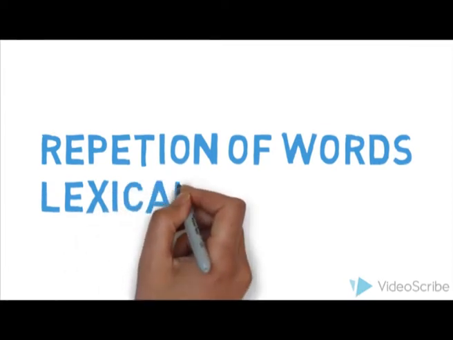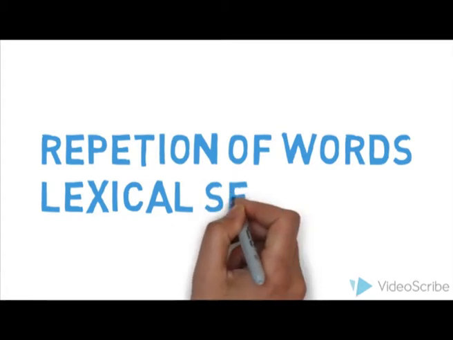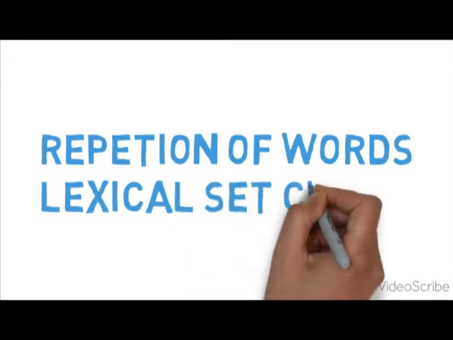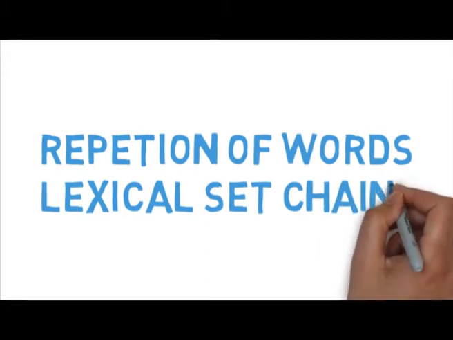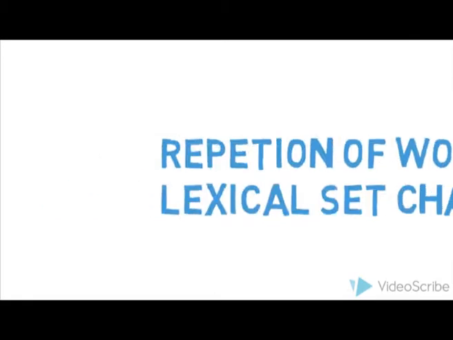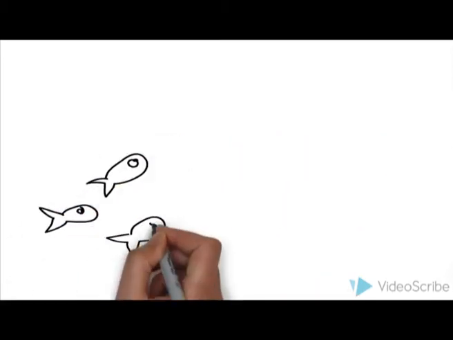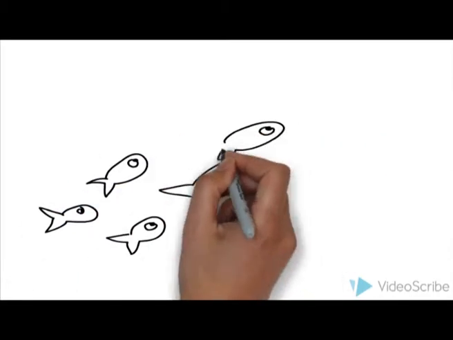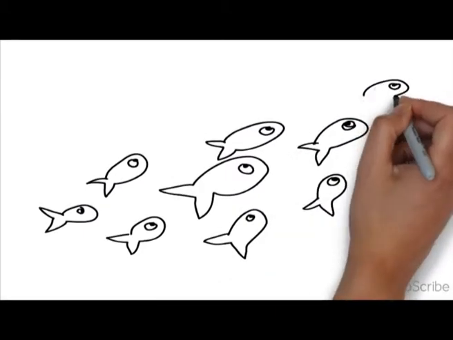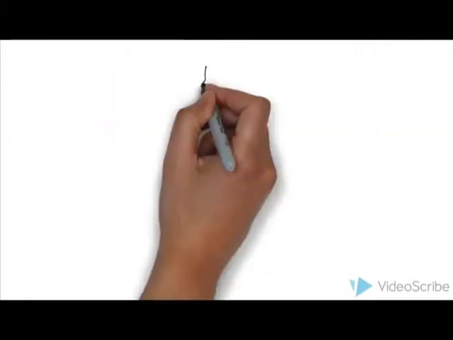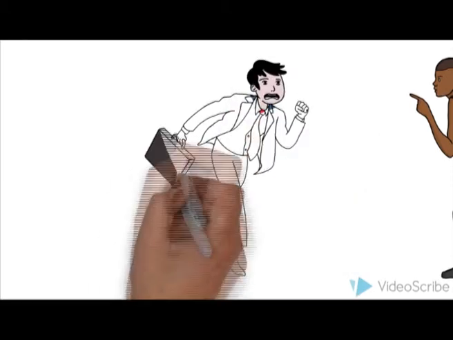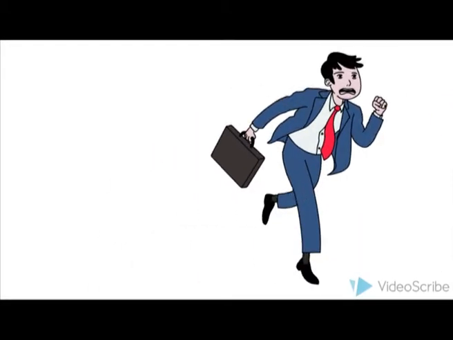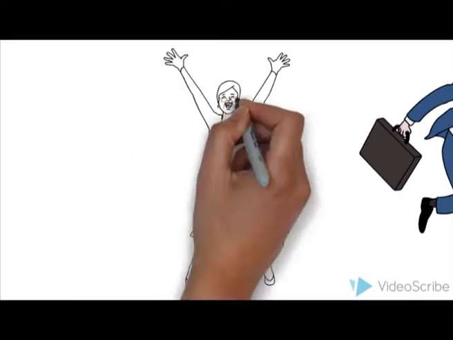Another aspect of lexical cohesion is the lexical set change, which are words in the same topic area which interrelate with each other as the article progresses. So for example, we have in a text the words grandparents, daughters, sons, grandchildren, and relatives. Or in another text, the words work, employers, staff, and retired.